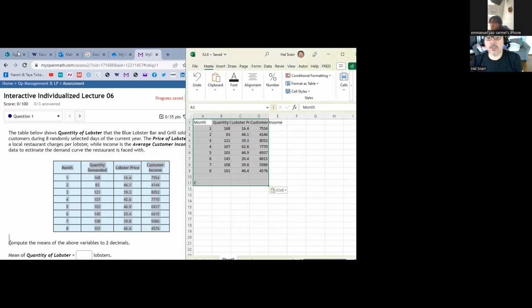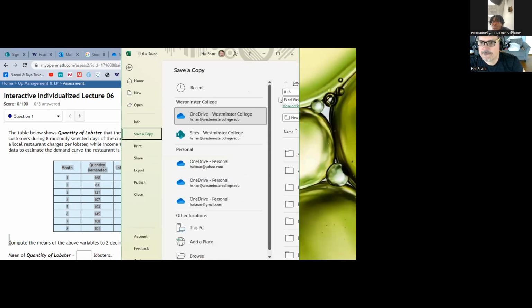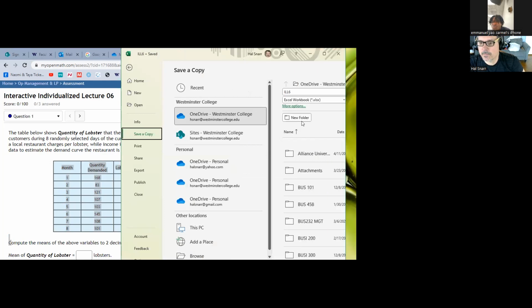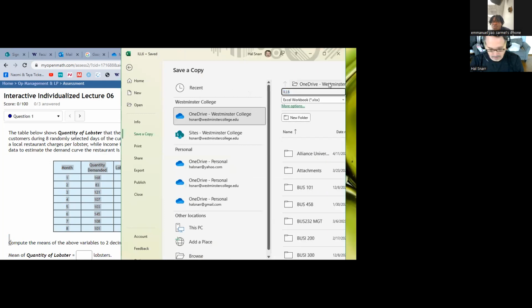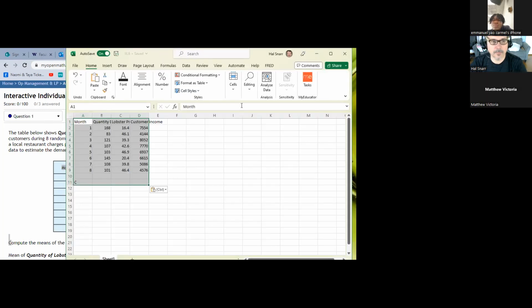And this Excel sheet, if you notice, I've saved it as IIL6, and we're in sheet 1. So question 1 of interactive individualized. Oh, this should be IIL6.